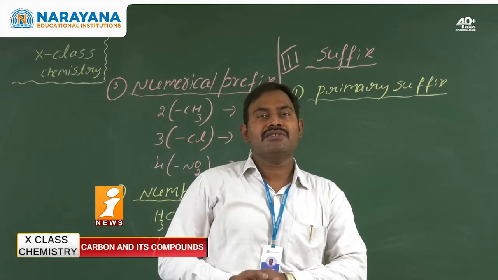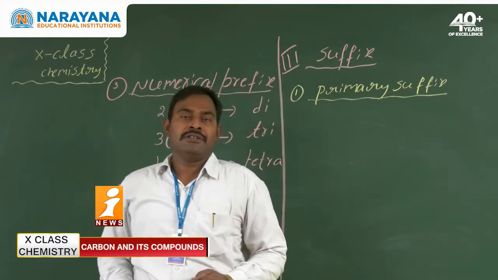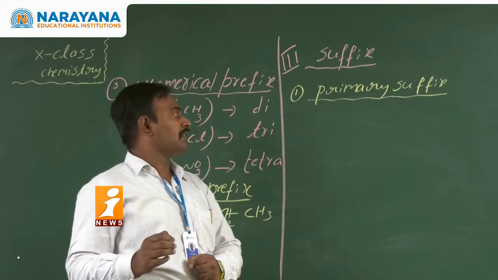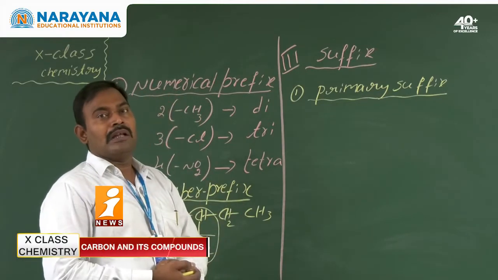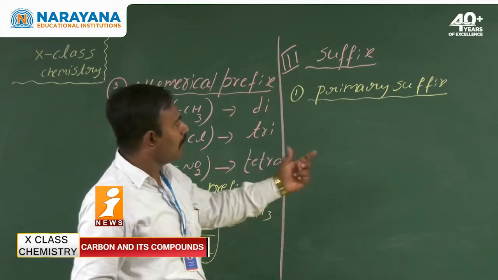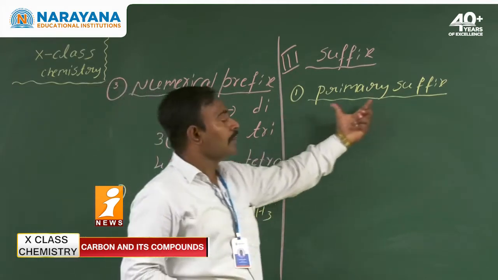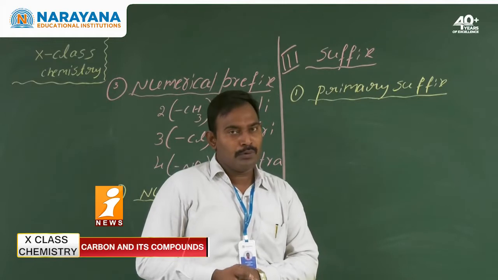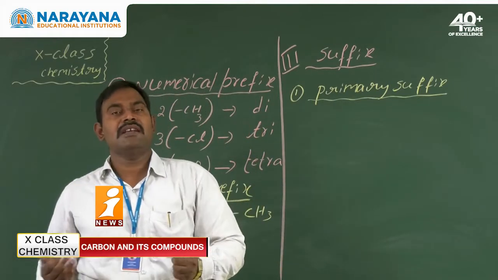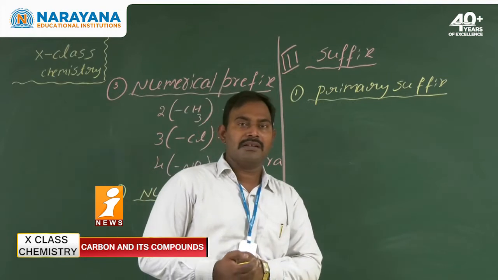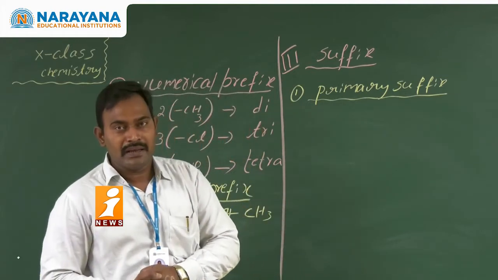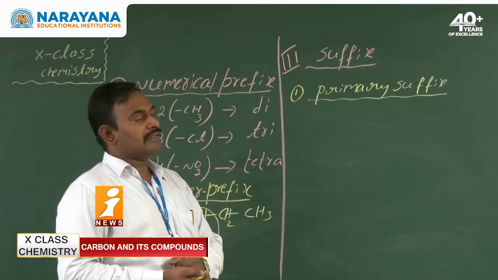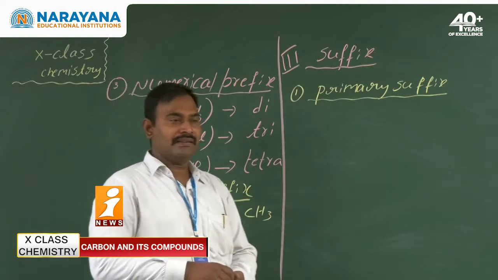That means whether it is saturated or unsaturated. Saturated, only carbon single bond carbon atoms, then we allot the primary suffix ane for alkane. If a double bond is present, ene. If a triple bond is present, yne. Once again, the primary suffix indicates the nature of the carbon compound. Only single bonds, then ane; at least one double bond, then ene; triple bond, yne.